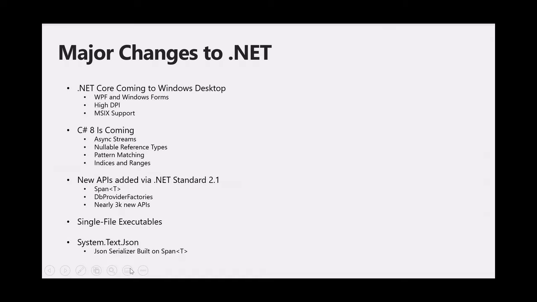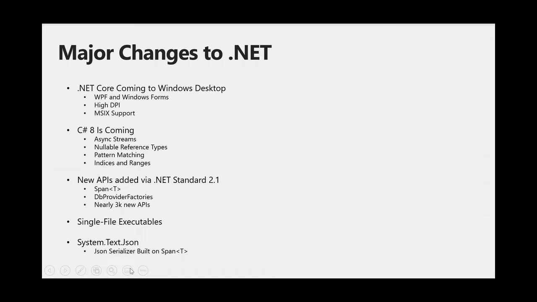With 2.1, we're adding an additional 3,000 APIs to .NET Standard. The most prominent one is Span of T. If you don't know what Span of T is, it basically allows you to allocate at a lower level so you can get better performance. You can do more memory management inside of .NET Core instead of using the typical things. So what does that mean? It means that Microsoft was able to build a new JSON parser that's more performant than JSON.NET.